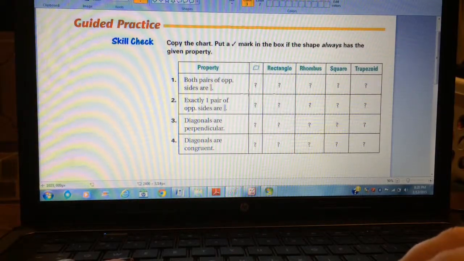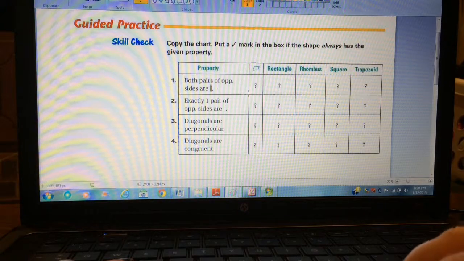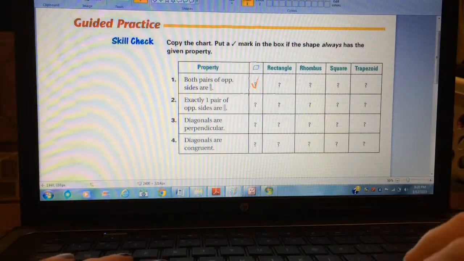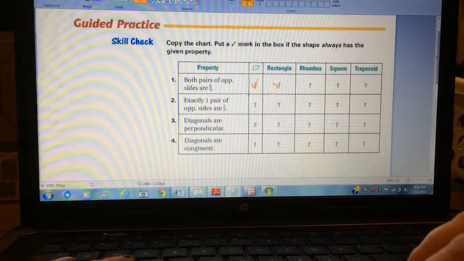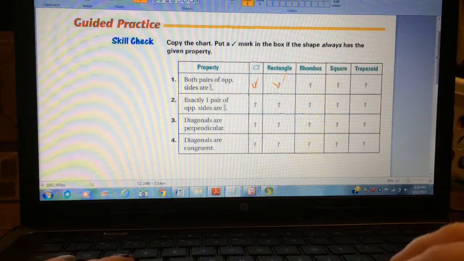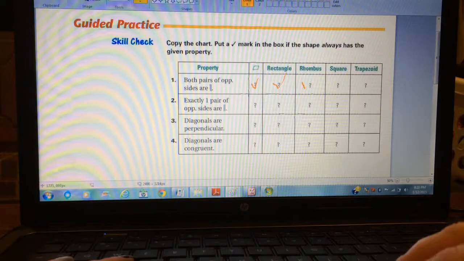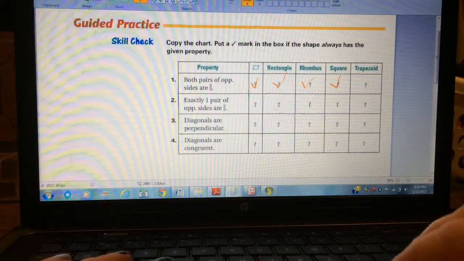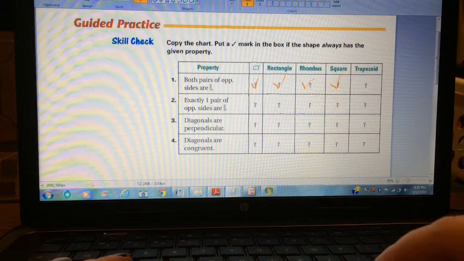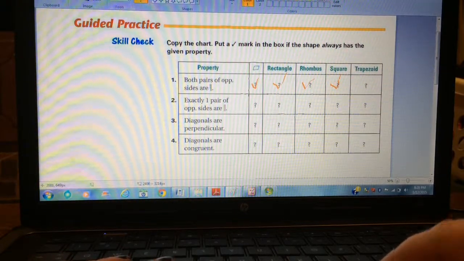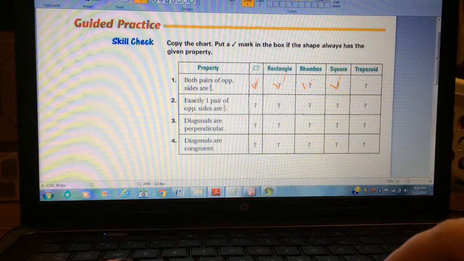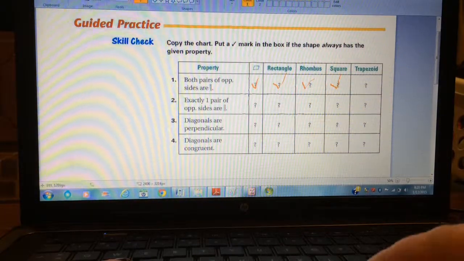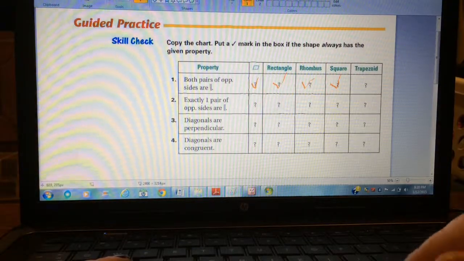And so both pairs of opposite sides are parallel. I know that is true for a parallelogram. A rectangle is a specific type of parallelogram, so it's also true for a rectangle. It's true for a rhombus. It's true for a square. I know you already know this, but a rhombus, a rectangle, and a square are all parallelograms. So anything that's going to be checked for parallelogram will likely be checked for those 3. Trapezoid is not a parallelogram. It does not have that property.